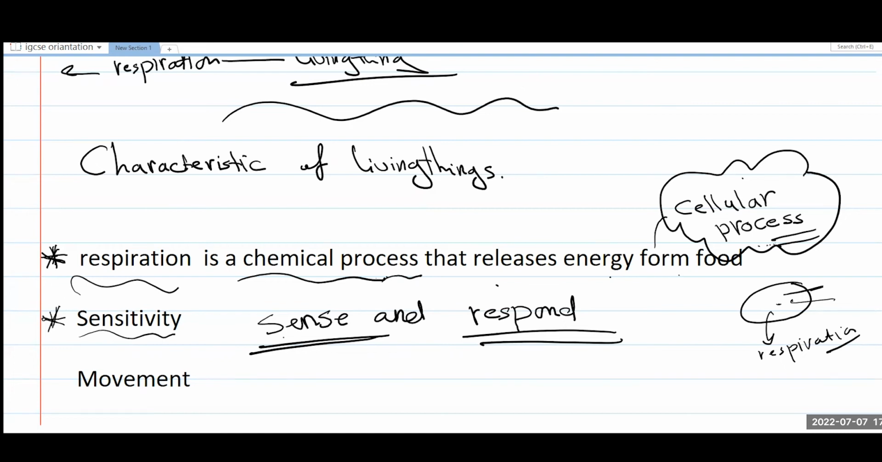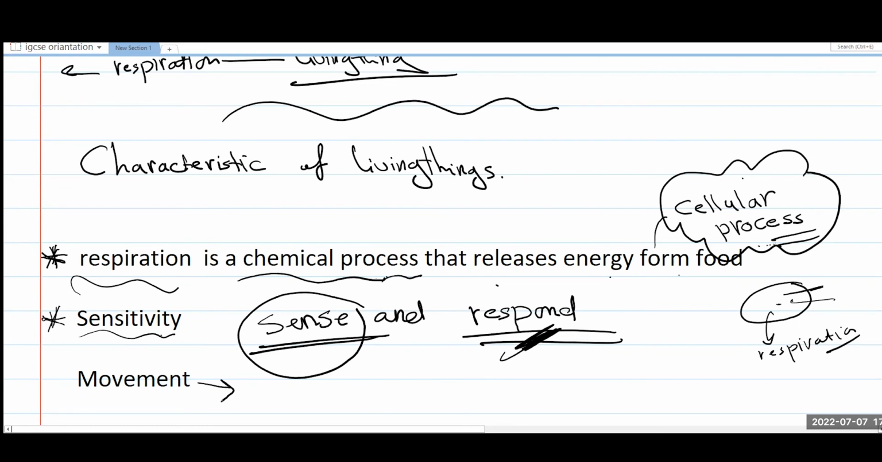It is the ability to detect a stimulus, whether external or internal, and give appropriate response. This is the sensitivity. So in my definition, I have to focus on these two words to get the 2 marks: sense or detect the stimulus, whether external or internal, and give appropriate response. You understand? Okay. What about movement?